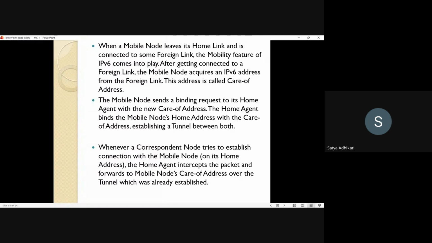Whenever a correspondent node tries to establish a connection with the mobile node on its home address, the home agent intercepts the packet and forwards it to the mobile node's care of address over the tunnel which has already been established. So in the second step, you see the tunnel has been established. Any correspondent node trying to establish a connection with the mobile node, the home agent intercepts the packet and forwards it to the mobile node's care of address over the tunnel which was already established.